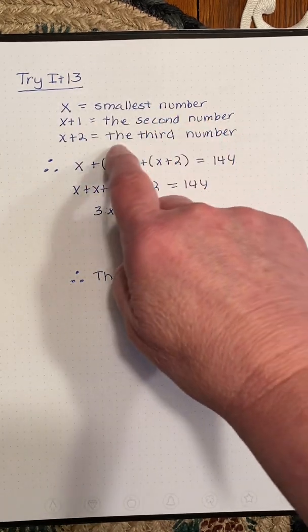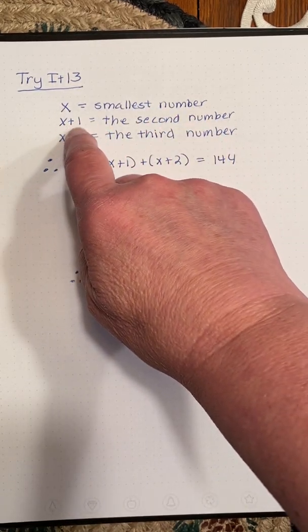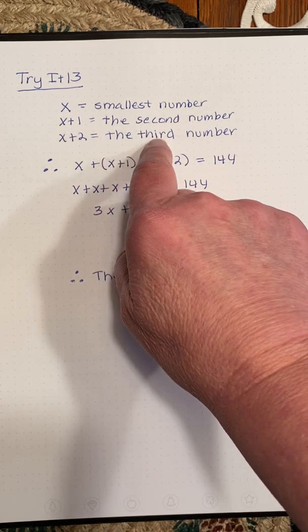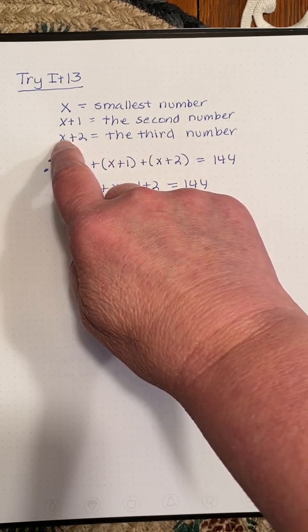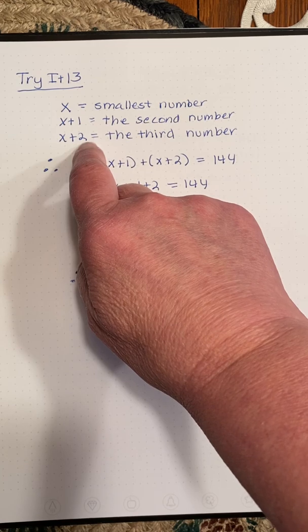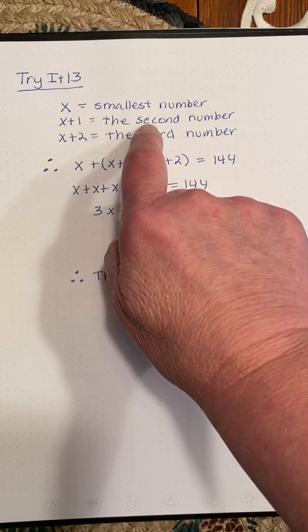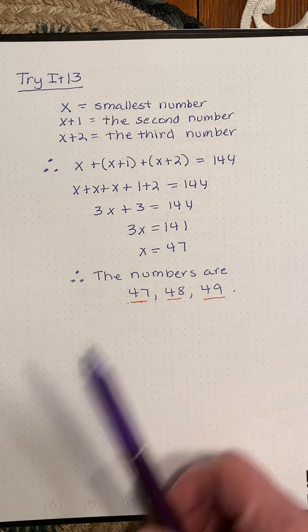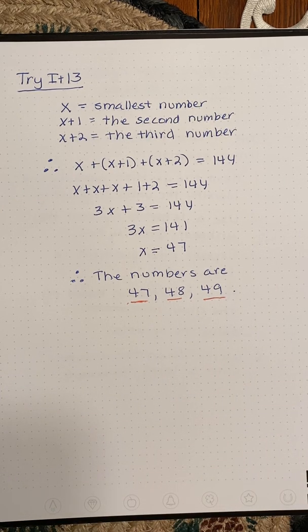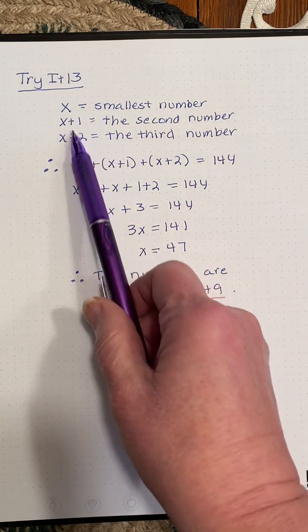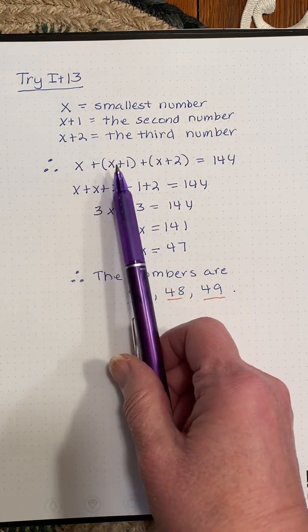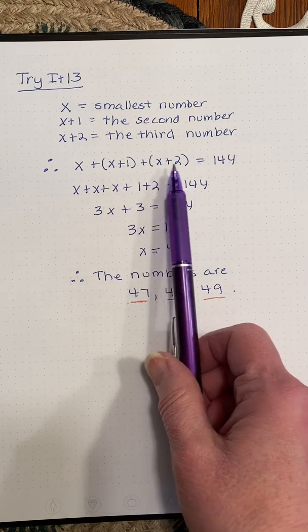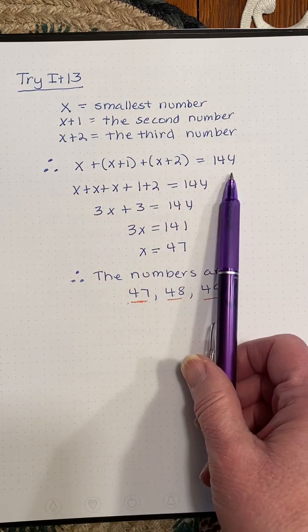The next number, since it's consecutive, you just add 1 to it. And of course, the third number is you take your smallest number, and that would be adding 2. So smallest number, the second number, and the third number. We've identified our 3 quantities now, so we can move on to form the equation. So going back with the information, they want the sum. So we're going to add these 3 numbers together. So x plus x plus 1 plus x plus 2 equals 144.